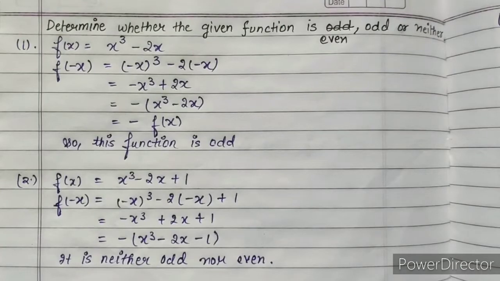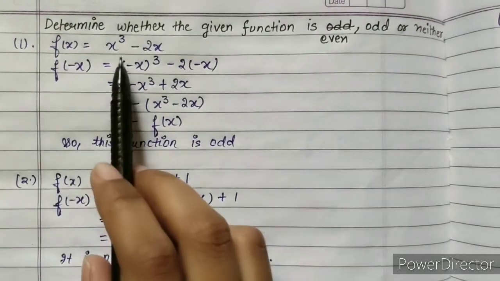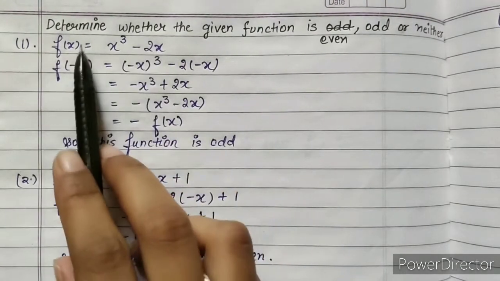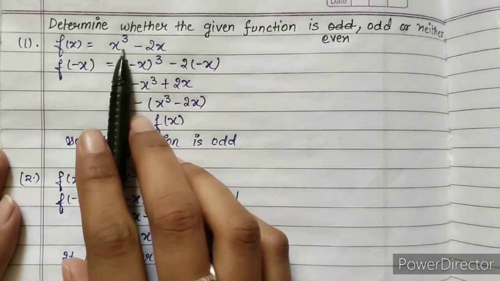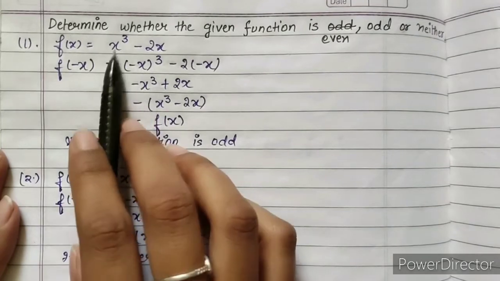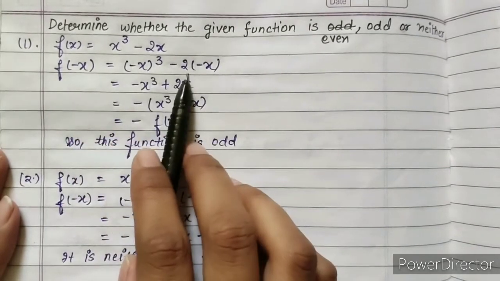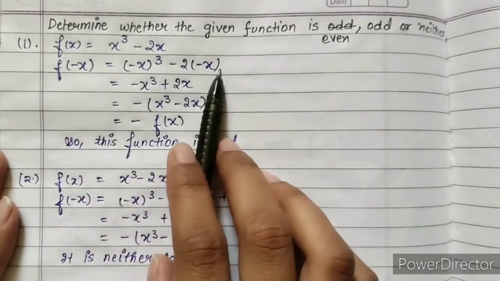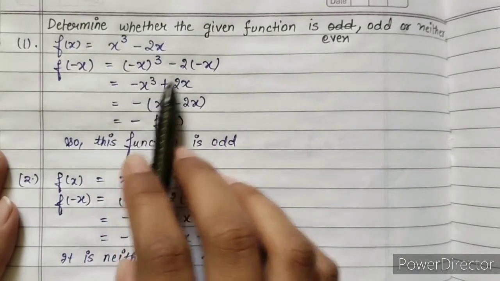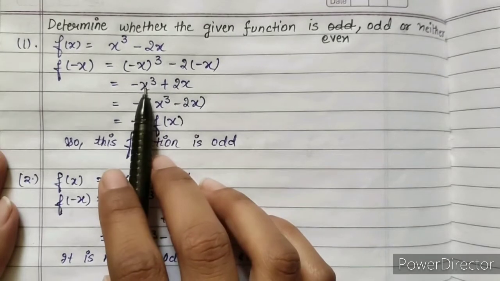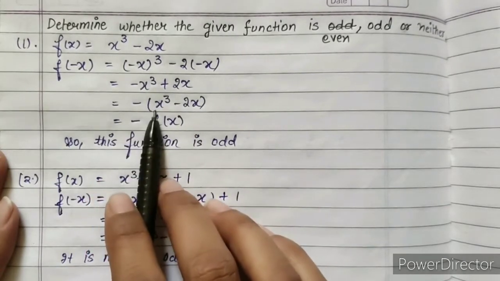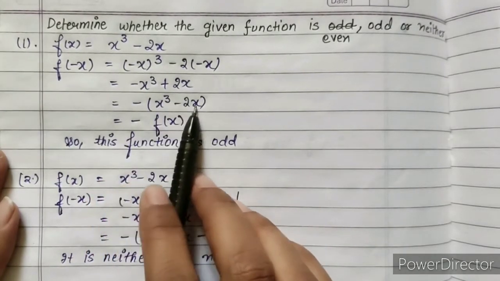Here is our first example. f(x) is equal to x cube minus 2x. You have to put x as -x. So in the function, the value of x will be replaced by -x. So it will be (-x) cube minus 2(-x). When you solve it, it will be -x cube, and negative negative will be positive 2x. Here we have taken the negative common, and it will be -(x cube minus 2x).